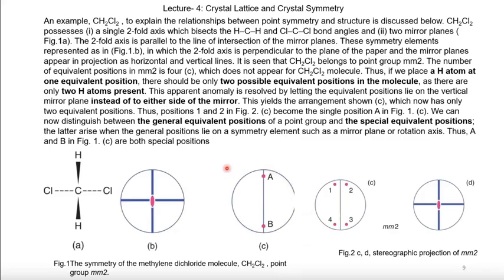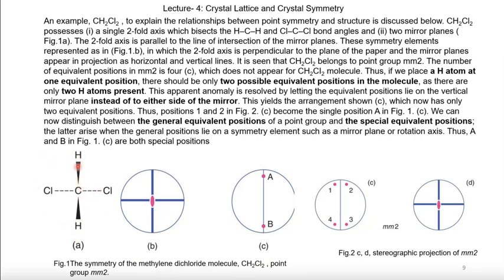Now we will be taking an example of a molecule and show how we show the stereographic projection of the point group. So we take a methylene dichloride molecule. This is methylene dichloride, and this is the structure of the methylene dichloride molecule.